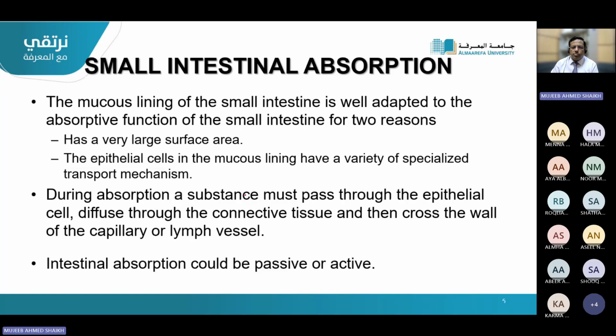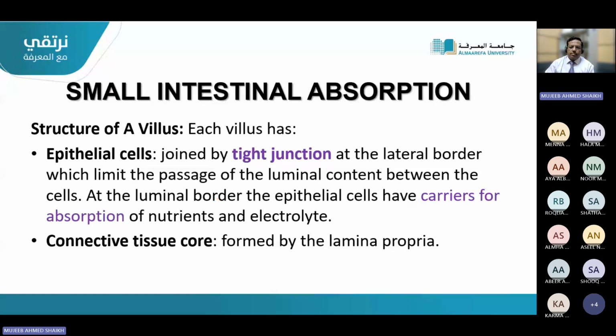So to understand absorption, you must know the anatomy. As I told you, there is a larger surface area in the small intestine, although the small intestine is a very lengthy organ. But still, if you unfold it, you will find that inside, the mucosa is folded. If you go deeper, you will find that it has villi, and the villi have epithelial cells, and the epithelial cells have microvilli. So it is increasing the surface area tremendously.